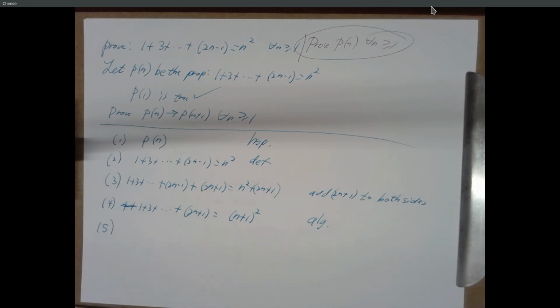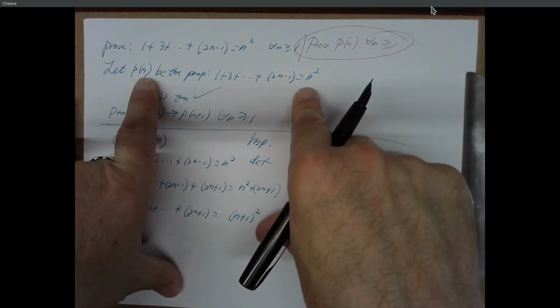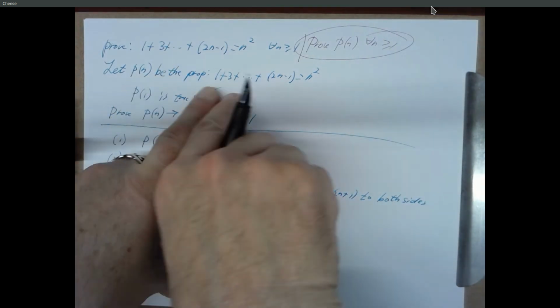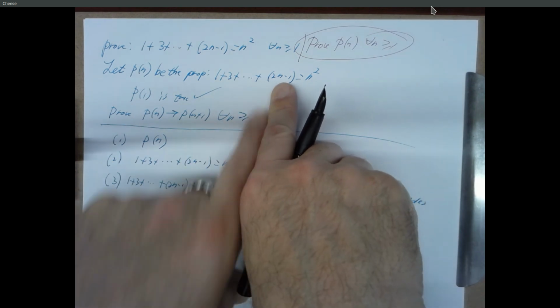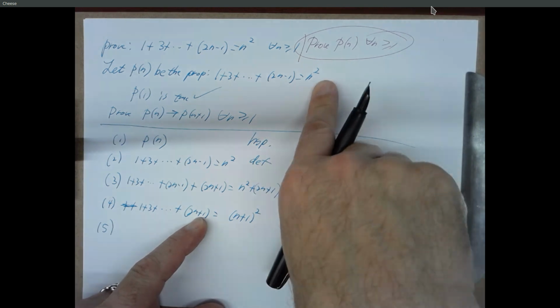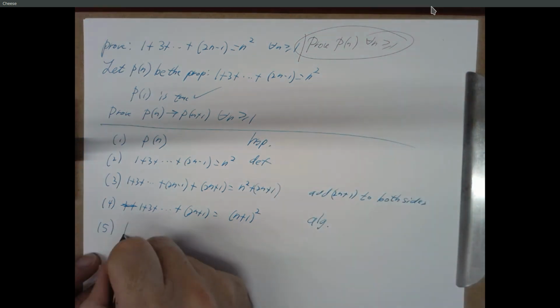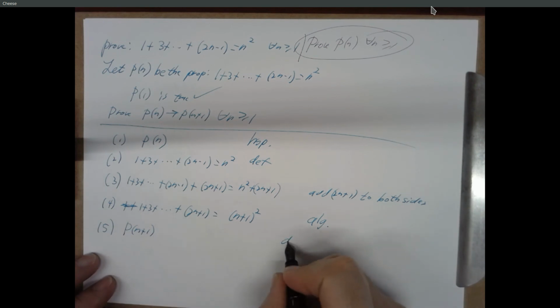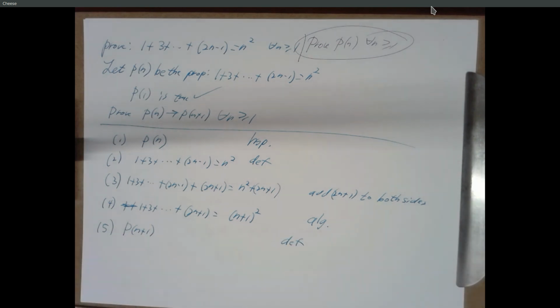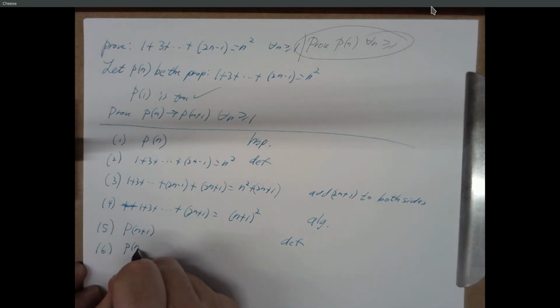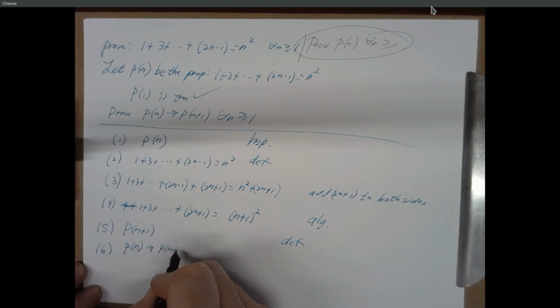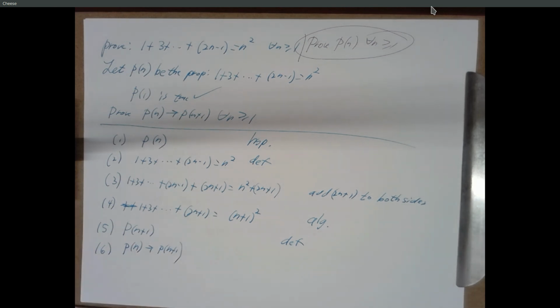And I'm going to notice that if this is what P of n says, P of n plus 1 says 1 plus 3 plus and so on, plus 2 times n plus 1 minus 1, which is 2n plus 1, should be equal to n plus 1 squared. So I've proven P of n plus 1. That's the definition of P of n plus 1. And so by assuming P of n, I've proven P of n plus 1, so this implication that I just wrote in step 6 is true, right?